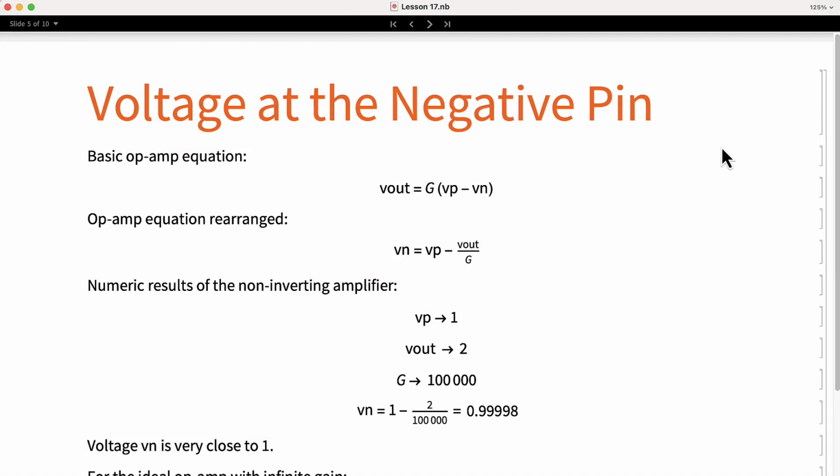Before proceeding, let's make a small experiment. If we take the original op-amp equation and we rearrange it in order to calculate what will be the voltage value at the negative pin, we obtain the following equation. If we take the results we obtained for the non-inverting amplifier we saw in last lesson and put them into this equation, we can see something interesting.